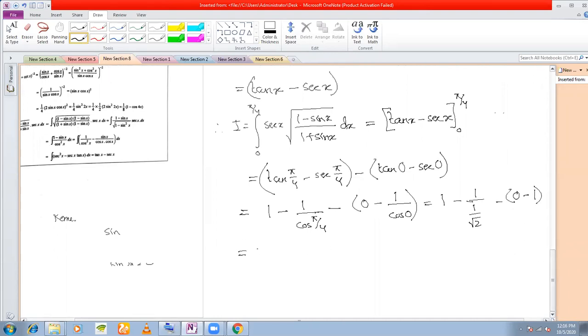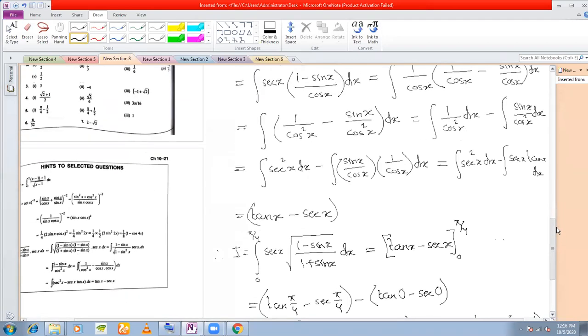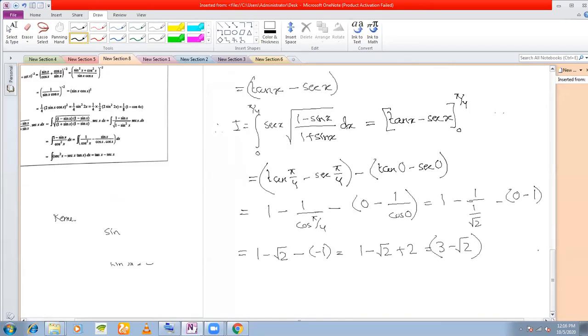Okay, so this becomes how much? 1 minus, this becomes root 2 minus of minus 1. So this becomes 1 minus root 2 plus 2. So this becomes 3 minus root 2. Okay, so this is your answer. Or 2 minus, oh, this is 1. So this becomes 2 minus root 2. This is 1. This is not 2, this is 1. Okay, so this becomes 2 minus root 2.